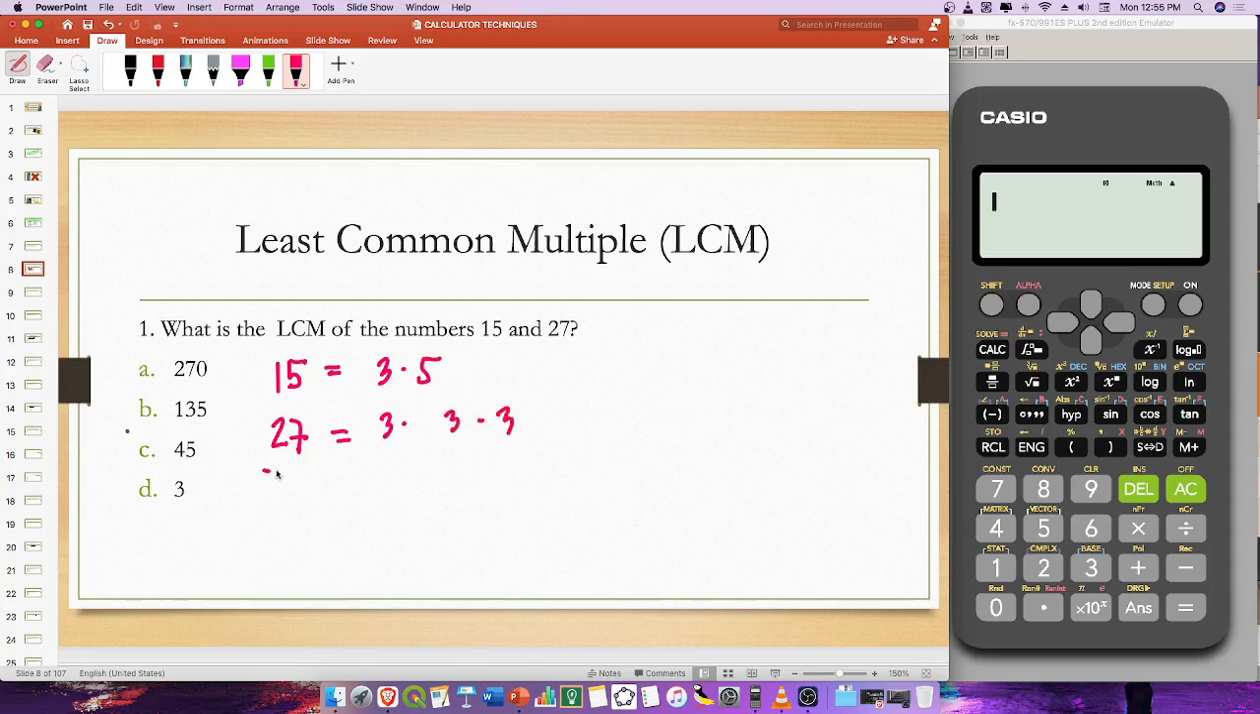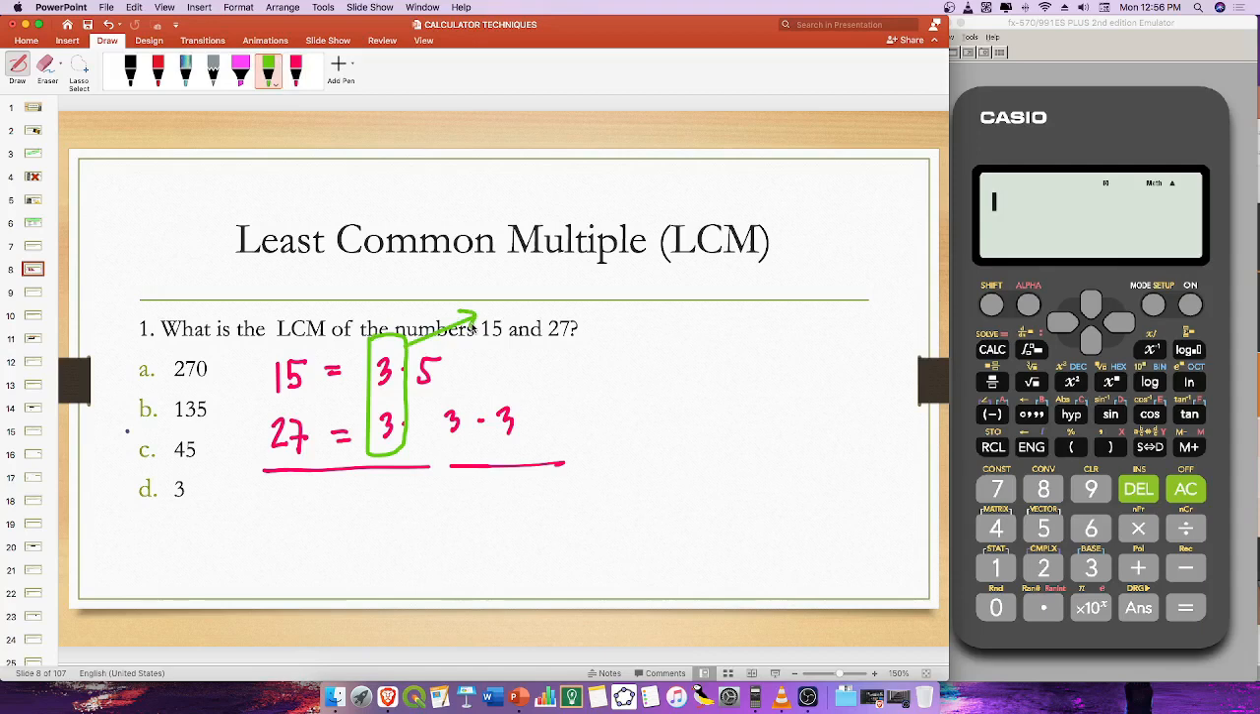Notice how I align the numbers. If they have common factors, you have to align them. If not, you just skip it. Since 3 is common to both, I have aligned the numbers here. Later on, we will solve the LCM using these numbers. Now let's go back here.